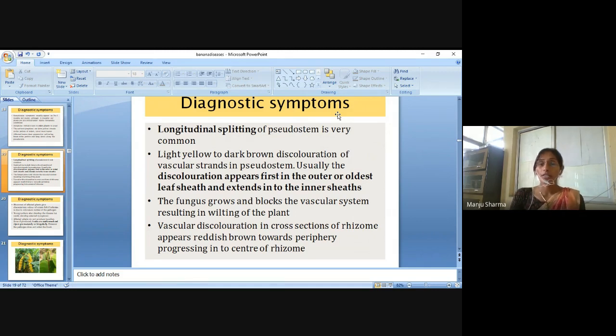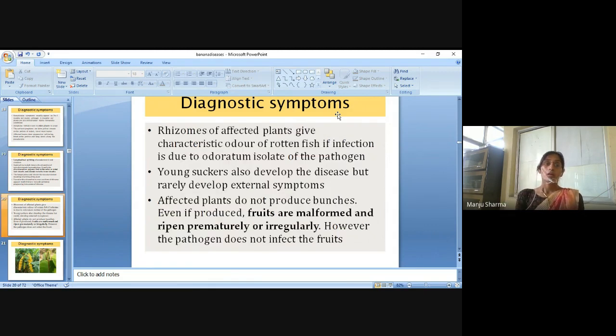The vascular discoloration in cross section of the rhizome appears reddish brown towards the periphery, progressing into the center of the rhizome. The rhizome of an affected plant gives a characteristic odor of rotten fish. If infection is due to the odoratum isolate of the pathogen, young suckers also develop the disease but rarely develop external symptoms.